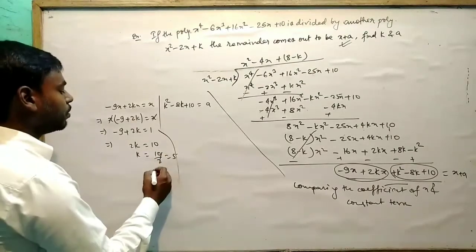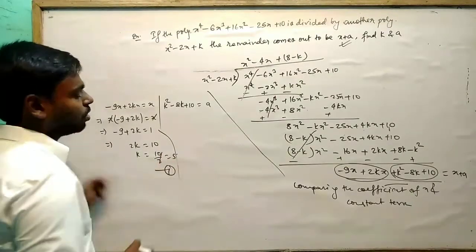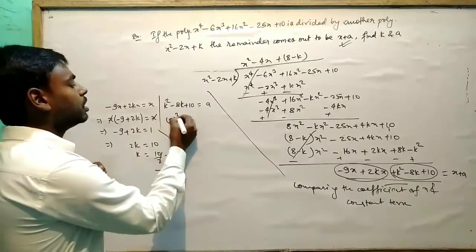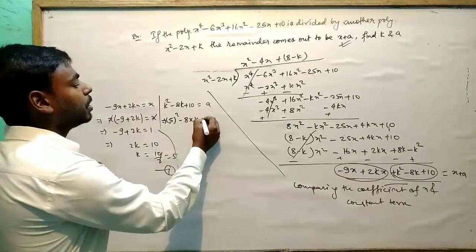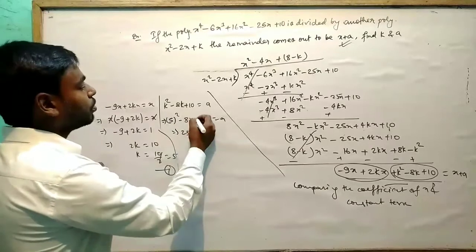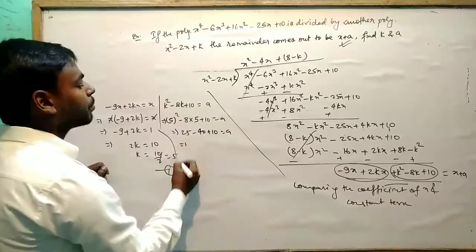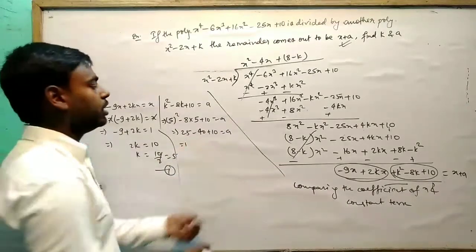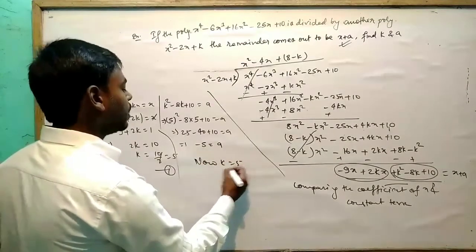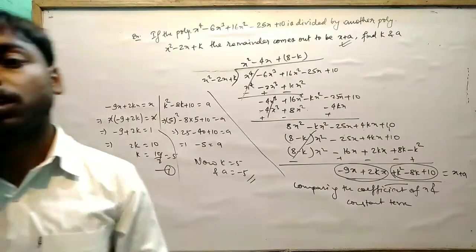Now we put the value of k in this term. We assume the equation first. Then we get 5 squared minus 8 into 5 plus 10 is equal to a, that is 25 minus 8 into 5, that is 40, plus 10 is equal to a, and 35 minus 40, that is minus 5. Now k is equal to 5 and a is equal to minus 5. That is our answer. Now we see the next example.